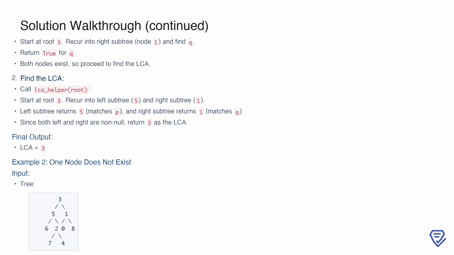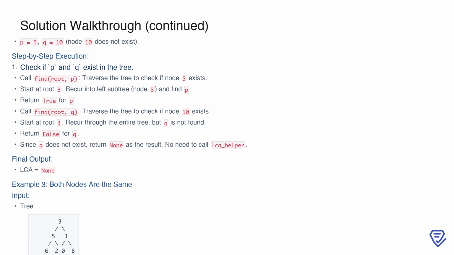Moving on, let's consider a scenario where one of the nodes does not exist in the tree. Here, P is node 5, but Q is node 10, which is not present in the tree. In this second example, we begin by verifying the existence of P and Q. For P, we call the find function starting at the root node 3. We traverse into the left subtree, where we locate node 5 and confirm that P exists. The function returns true for P.